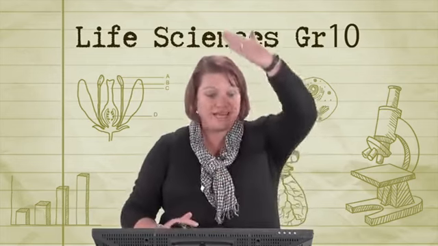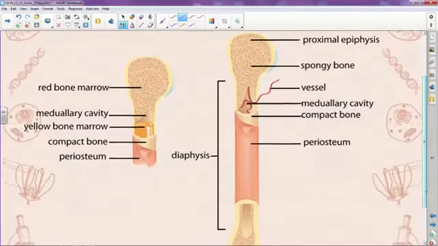Now that you have looked at bone tissue, last week we looked at just the different bones of the skeleton. Now we're going to take a long bone, let's say a humerus. We're going to cut it in a transverse section, and then we're going to see what bone is made up of.